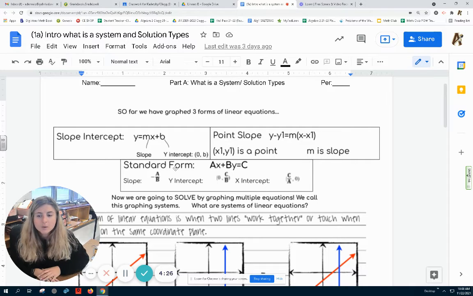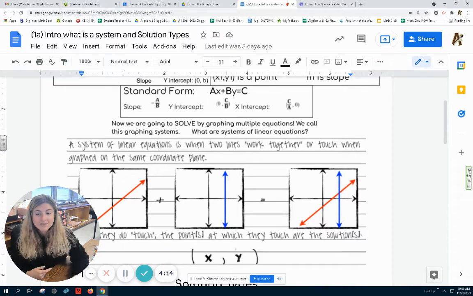We're going to continue using these three forms, and we're going to continue by finding the solution to a system of equations. What's a system of equations? Well, if you have multiple linear equations on the same coordinate plane, in that same graph, so you're graphing two equations, that's going to be called a system of equations.